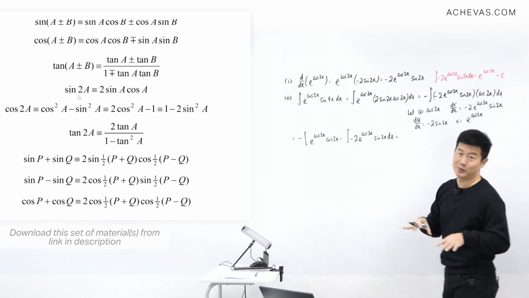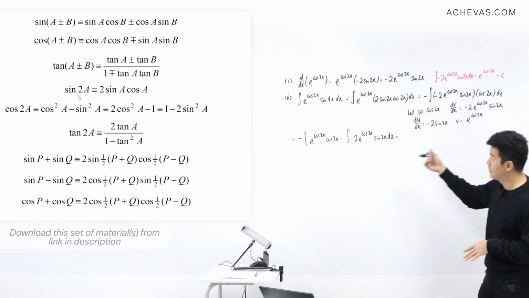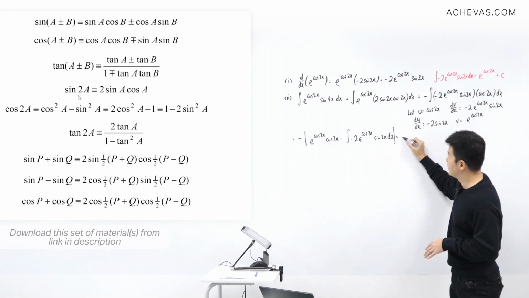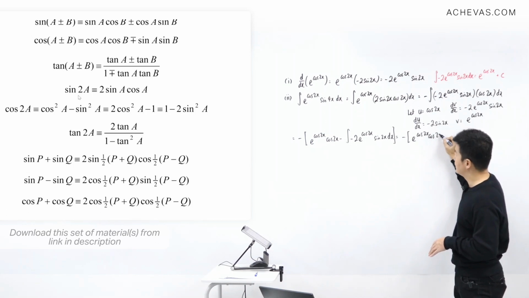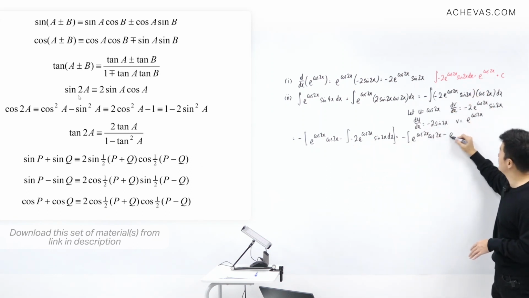Okay, this is going to be simple because we already know how to integrate this, and that is based on part 1. So for what we have here, it is going to be a negative of e to the power of cosine 2x, minus the result of this, which is simply going to be e to the power of cosine 2x. So we have this plus c.